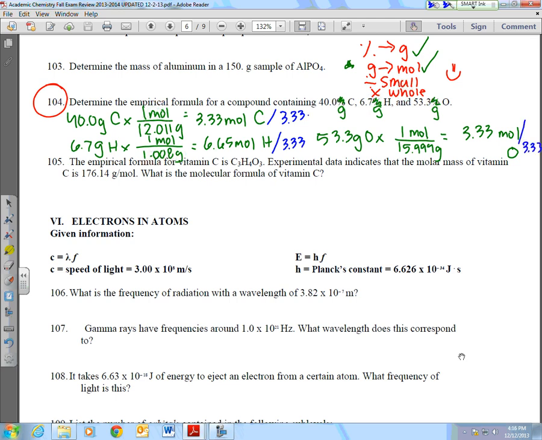So you get pretty numbers. We get a 1, we get a 2, and we get another 1. Those are the coefficients in the compound. So that means I have 1 carbon, 2 hydrogens, and 1 oxygen. So it's CH2O as your final answer.